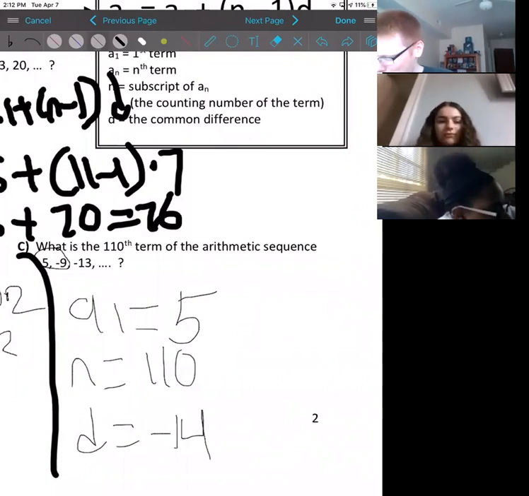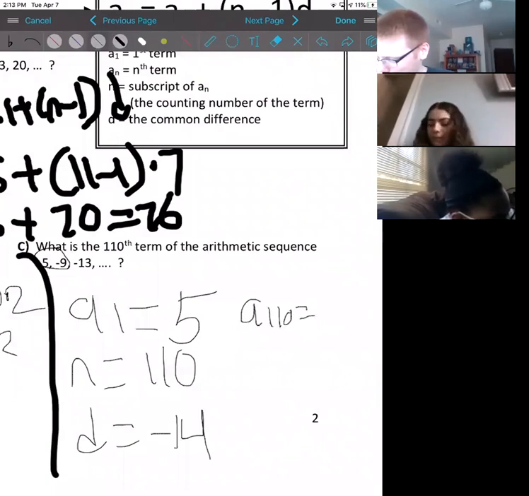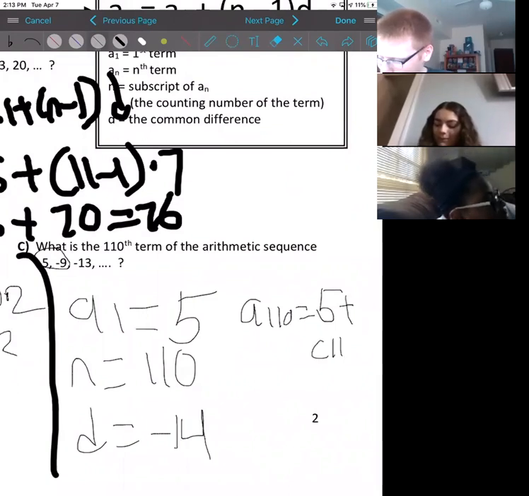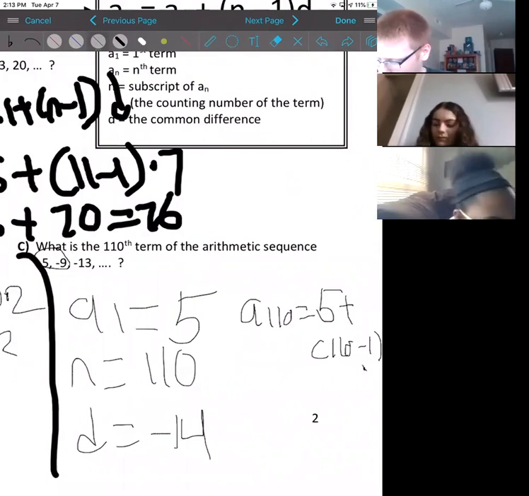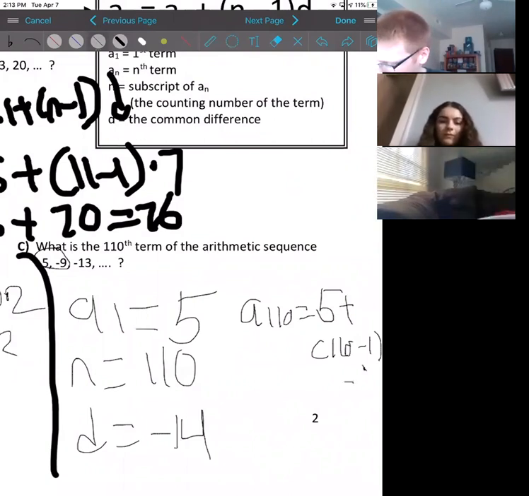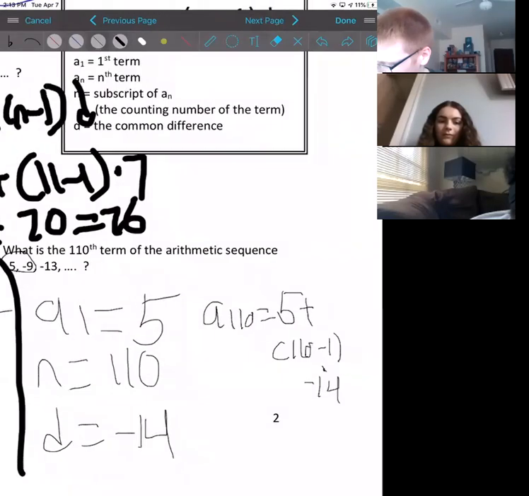But using this formula, it'd be a of 110 equals your first term. I'm running out of space. 110 minus 1 times your common difference. So that is here. I'm gonna rewrite this.